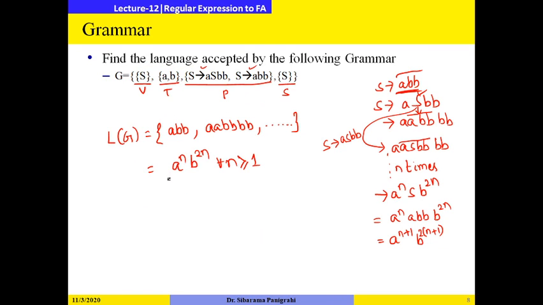But here you are not accepting epsilon. You are accepting at least ABB. So here I will start from for all n greater than equal to 1. So that if you put n equal to 1, you will get this string. If you put n equal to 2, you will get this string. Similarly, it will go on.